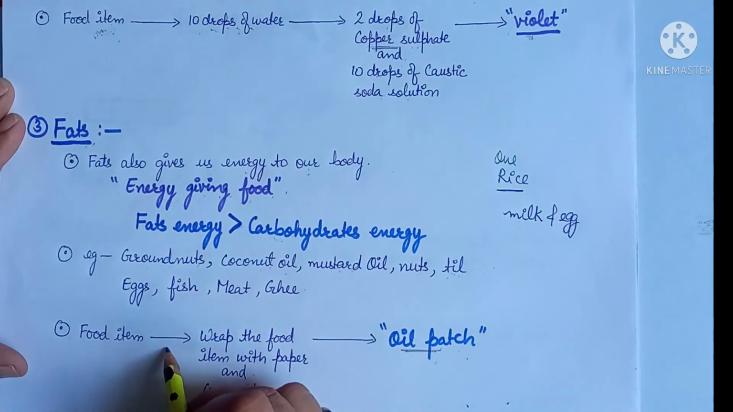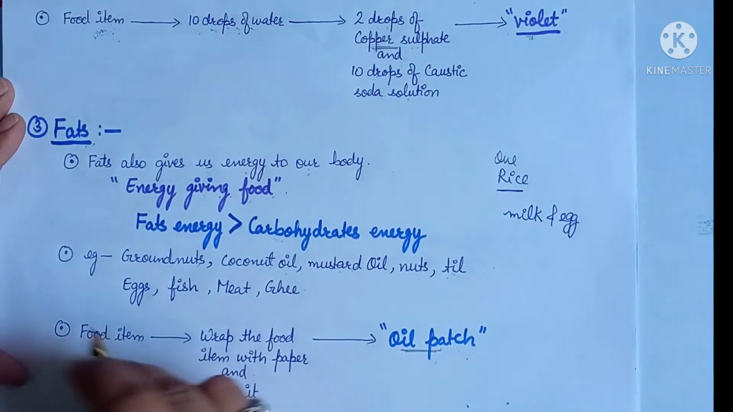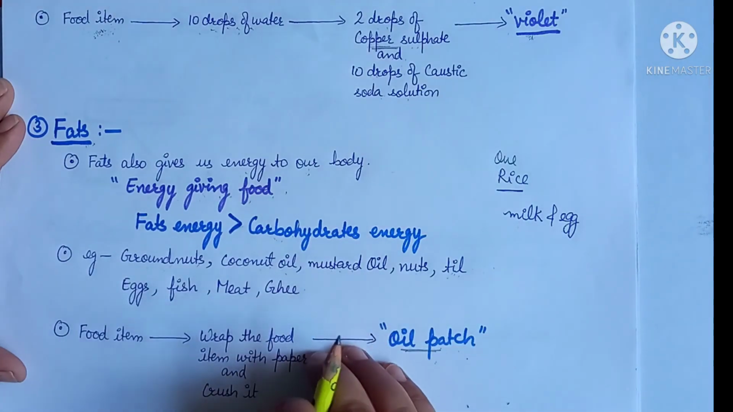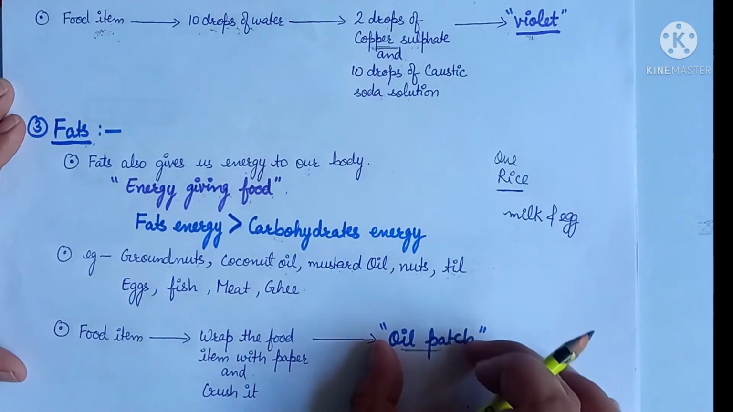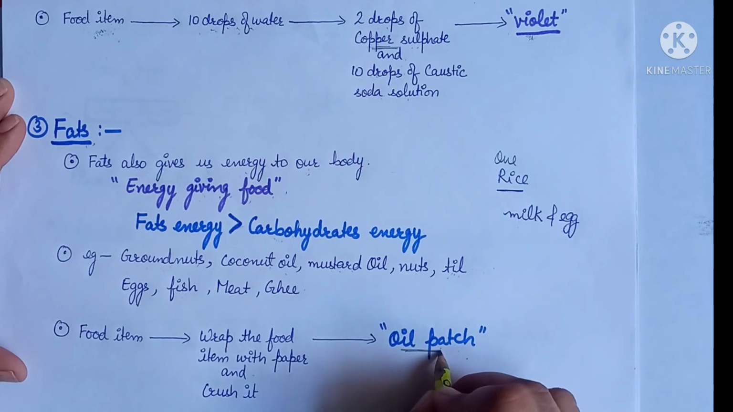If you want to test whether the food items contain fat or not, we have a test for it. For this test, we need a food item in a smaller amount. Then wrap the food item with a piece of paper and crush it. While crushing, take care that the paper does not tear. Then straighten the paper and observe it carefully. If you can see an oil patch on the paper, the oil patch indicates the food item consists of fat.